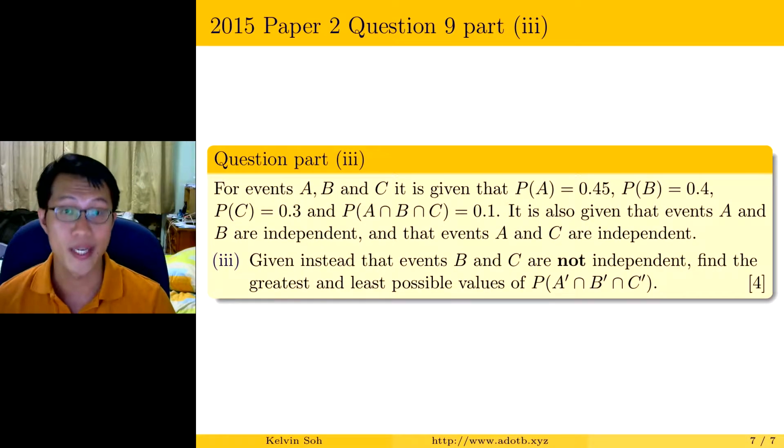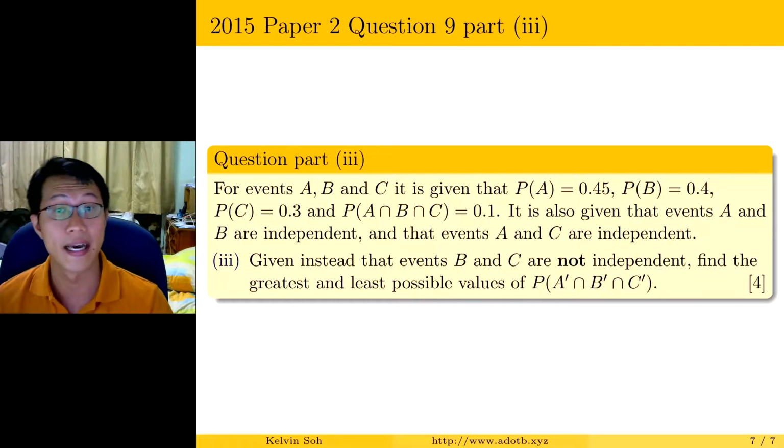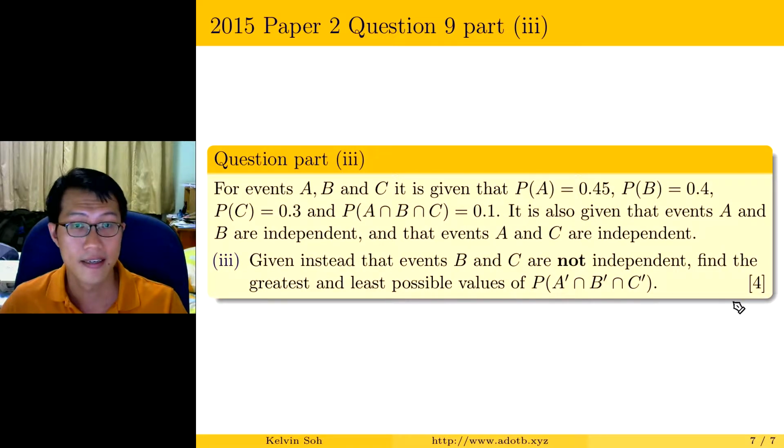So for part 3 of the question, we are given instead that events B and C are not independent. So this is different from part 2 where we are told that B and C are independent. But we are asked to find the greatest and least possible values of P(A prime intersect B prime intersect C prime). So this is a 4-mark question. The method we will use will be similar to part 2 where we slowly try to fill in the entire Venn diagram. However, unlike part 2 where we can fill in every single part with numbers, we will require a bit of algebra here because we no longer have enough information to fill in everything. This is due to the fact that B and C are no longer independent.